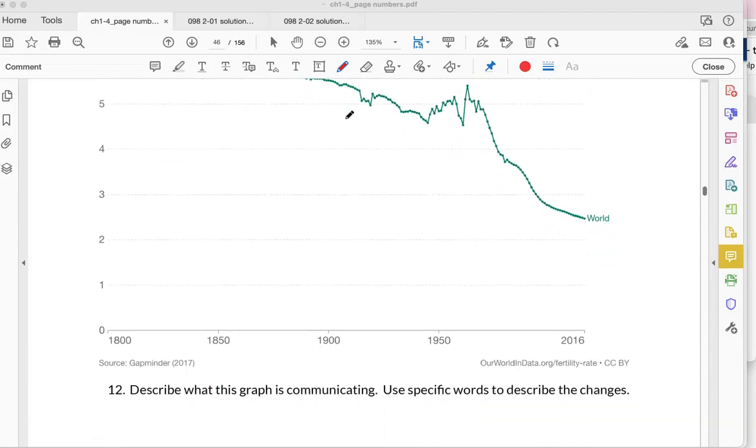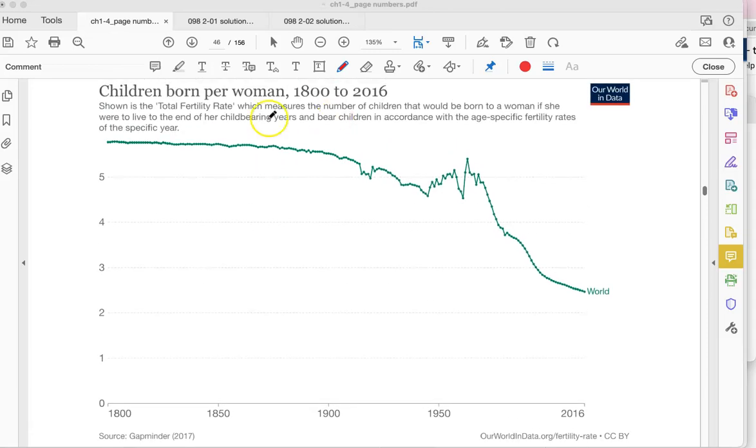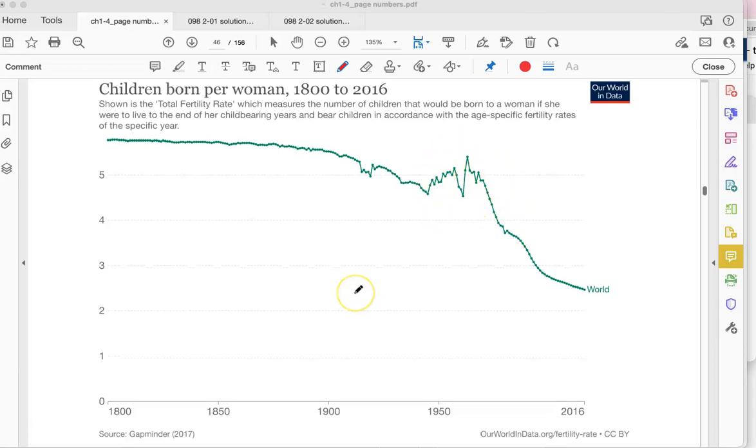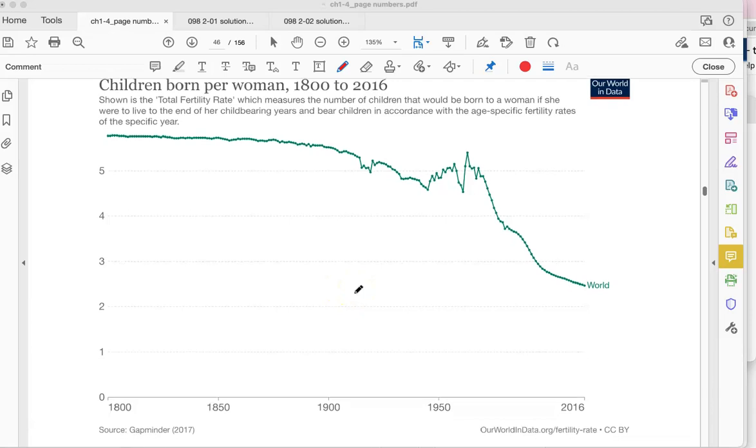So what is this graph communicating? If you trace this from left to right, then you can see that this is a decreasing graph. And then we have a period of some change, and then it continues to decrease. This might make you curious. What was going on here? Maybe some of our history students could chime in on that.